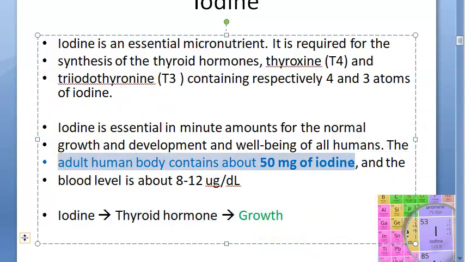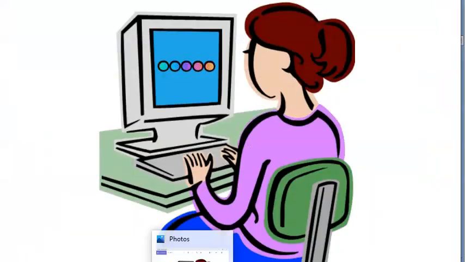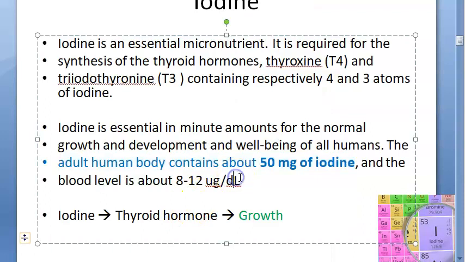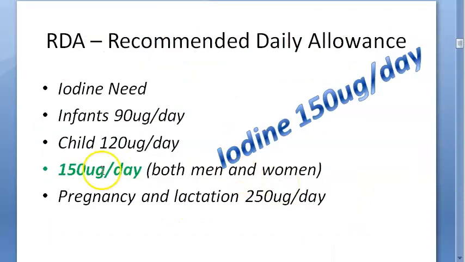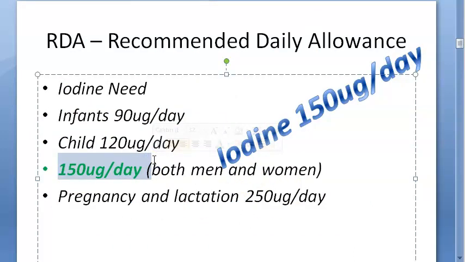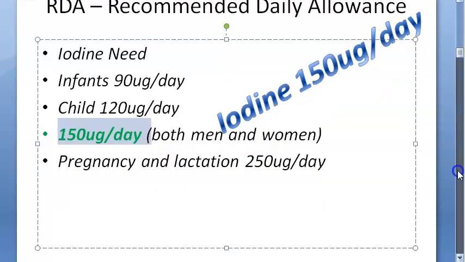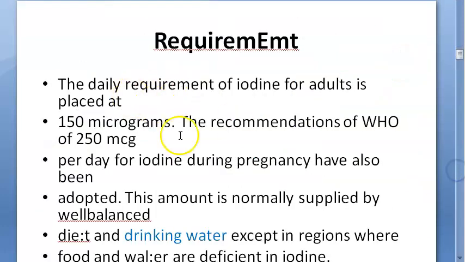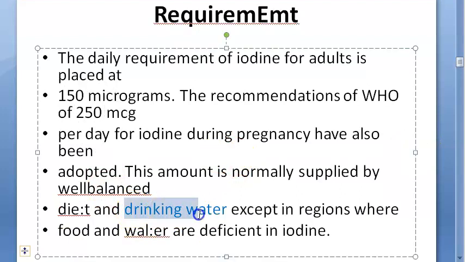Our body normally contains 50 milligrams of iodine, and our daily requirement is 150 micrograms of iodine per day for men and women. Okay, 150 micrograms per day, don't forget. Okay, this iodine is there even in drinking water.